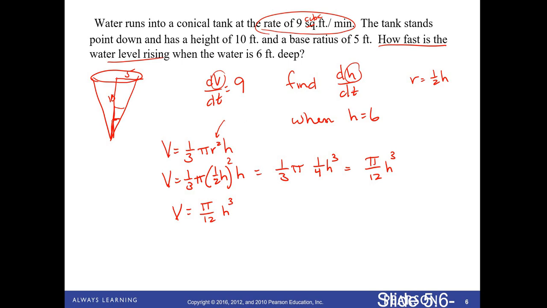in terms of V and h, and I want to find dh/dt. So I differentiate. dV/dt equals pi over 12 times 3h squared dh/dt. Substituting in the values that I know, dV/dt is 9. That's positive. My dh/dt should be positive also because my height should be increasing.